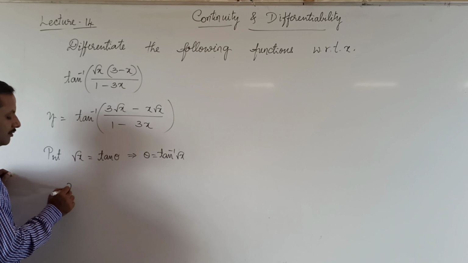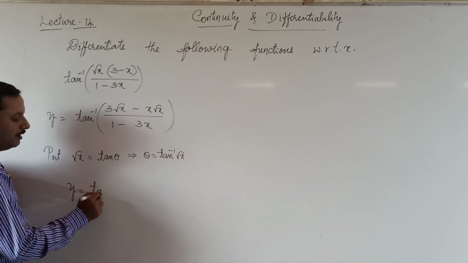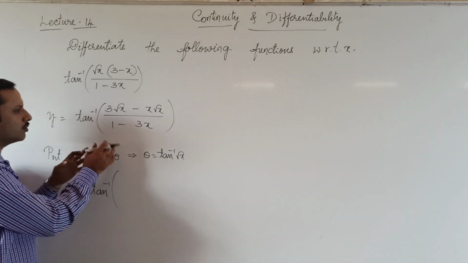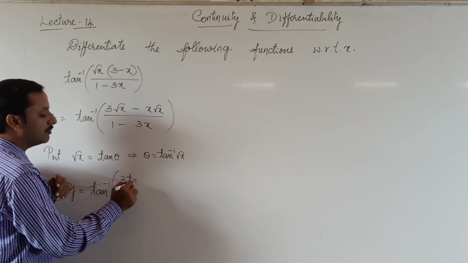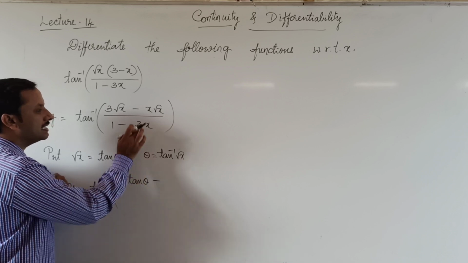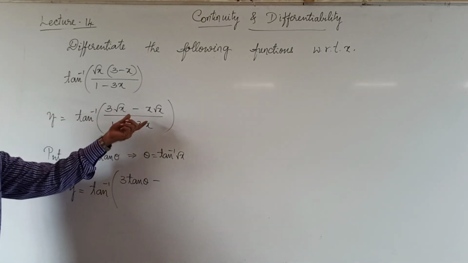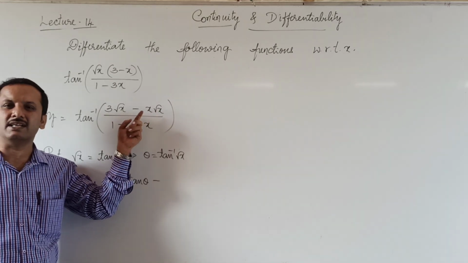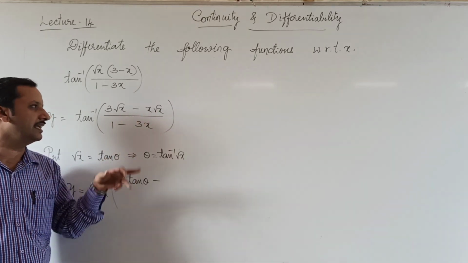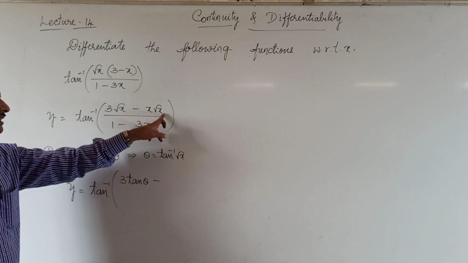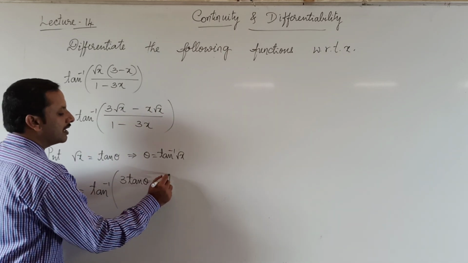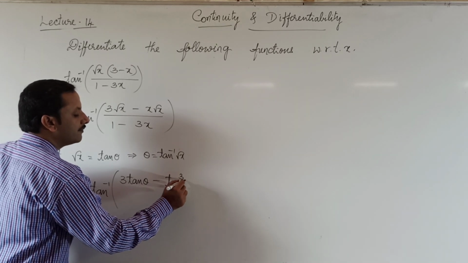Okay. Now let us see what happens. Y is equal to tan inverse of 3 root x. I am substituting root x as tan theta, so this will become 3 tan theta minus x into root x. Root x is tan theta. Then what is x? Root x is tan theta, so x is equal to tan square theta. This will be tan square theta into tan theta, it will become tan cube.